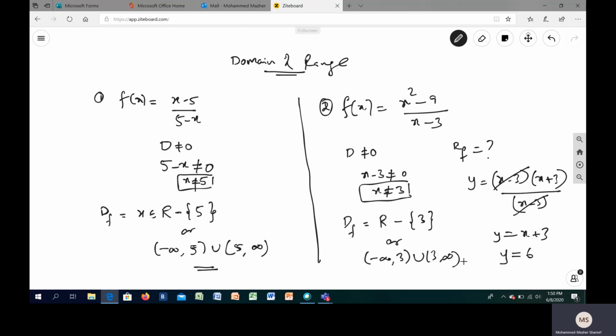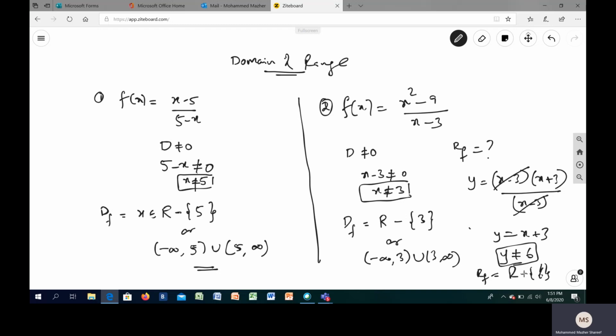Why have I substituted 3? Why not any other number? Because the domain is defined for all except 3. So likewise, when there is one number missing here, then there has to be a value in the range also which is not attained. So it means when x is not equal to 3, y also should not be equal to 6. So the range of the function is all reals except 6.